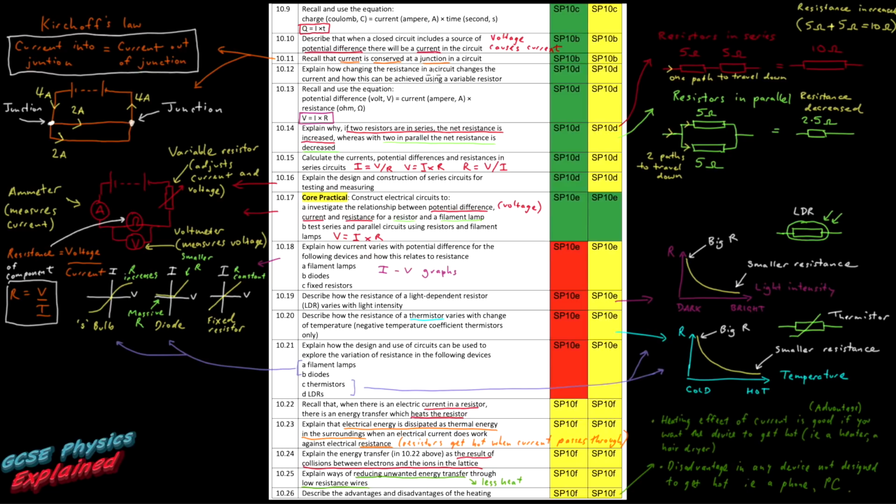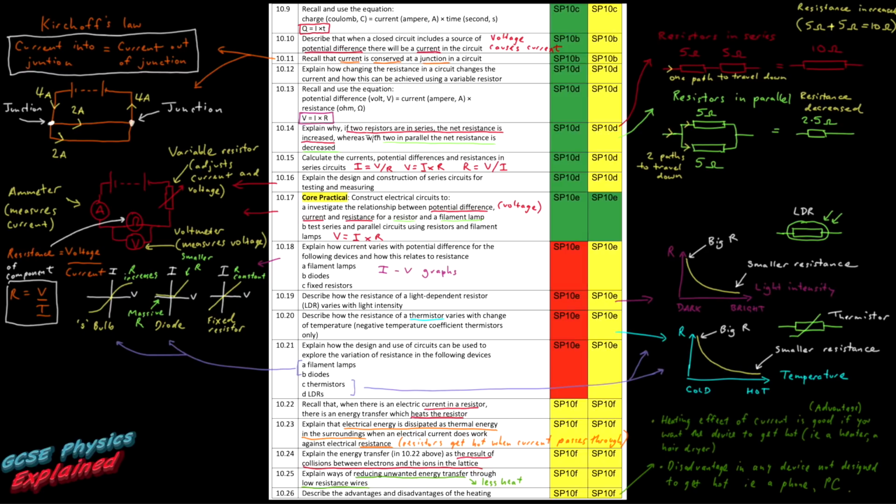Explain how changing the resistance in a circuit changes the current, and how this can be achieved using a variable resistor. If they ask you what a variable resistor does, like any resistor, it controls the size of the current in a circuit, and if you can vary the resistor, that means you can vary the current. Recall and use the equation voltage equals current times resistance, so that's good old Ohm's law.